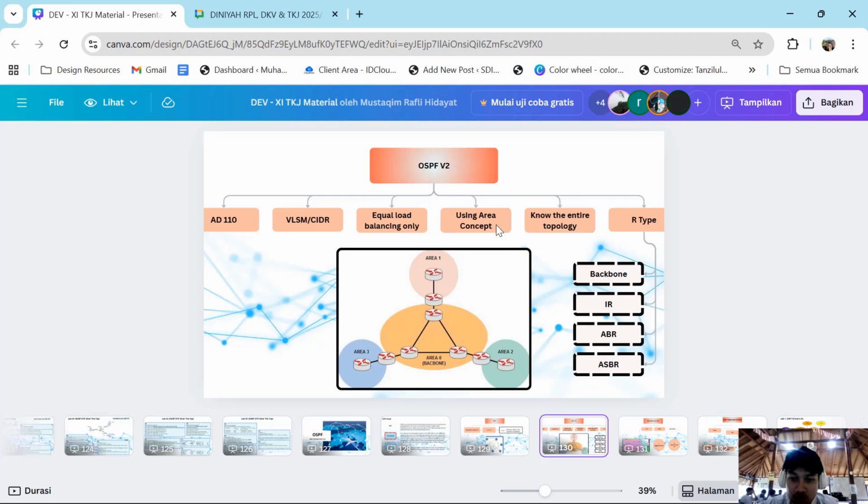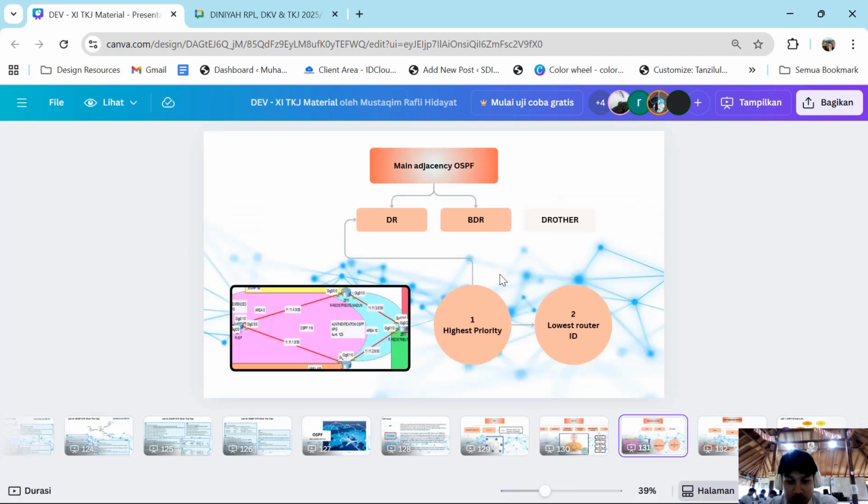Backbone is something we have to make in order to build the OSPF routing protocol. That's basic, but really important, so you must understand it from the basics. That's the point. All right. This is a slide we are not learning yet: main agency OSPF.